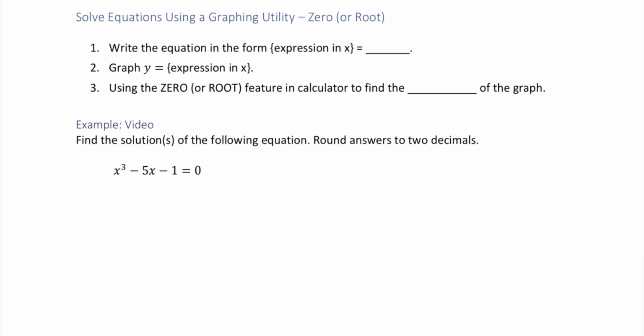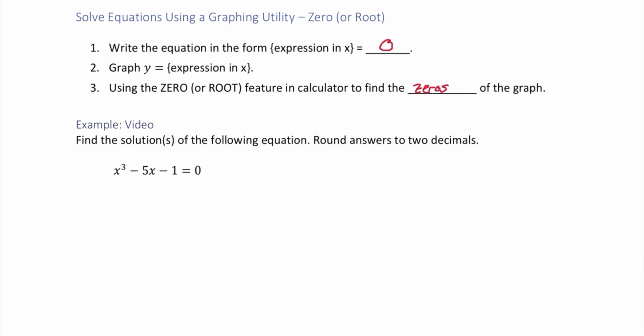The steps to solve an equation using a graphing utility and the root function or zero function are: 1. Write the equation in the form where you have the expression in x is equal to 0. Then graph y equals the expression. Then using the zero or root feature in the calculator to find the zeros or x-intercepts of the graph.